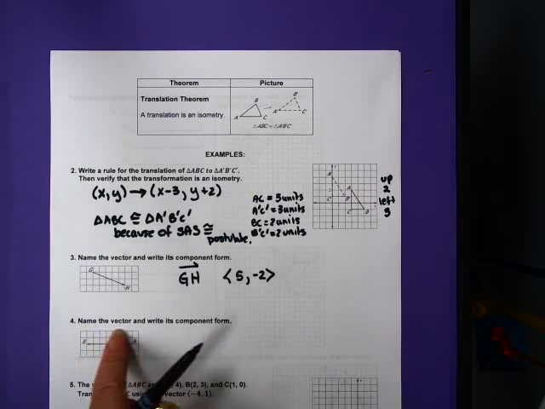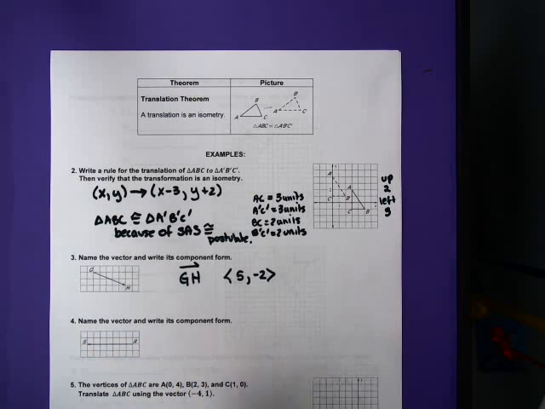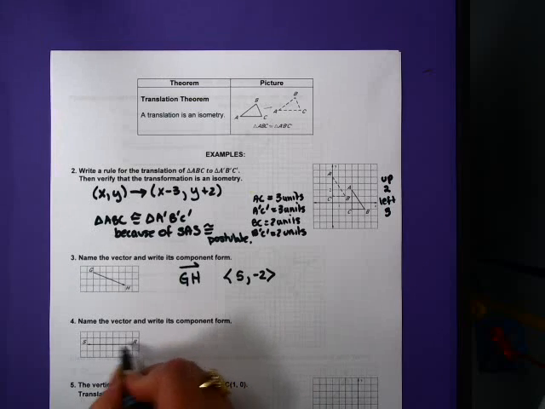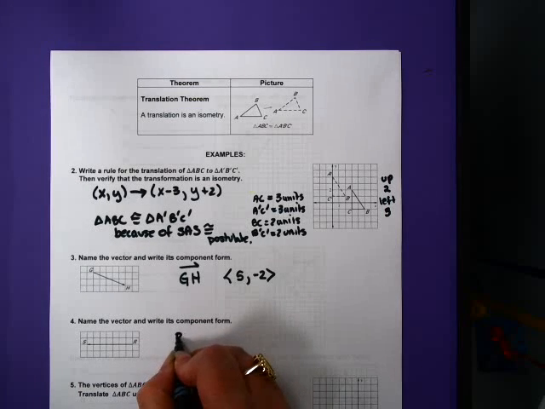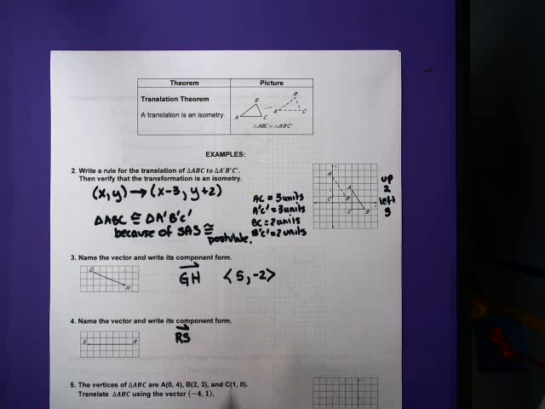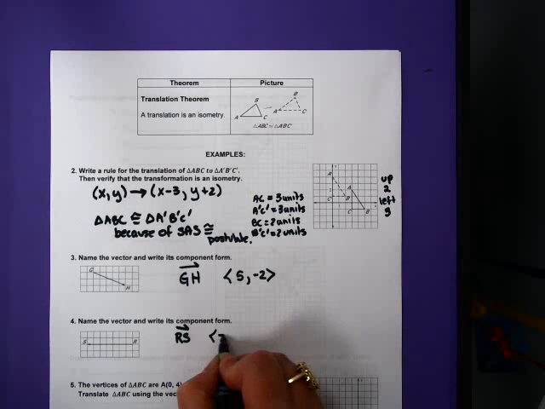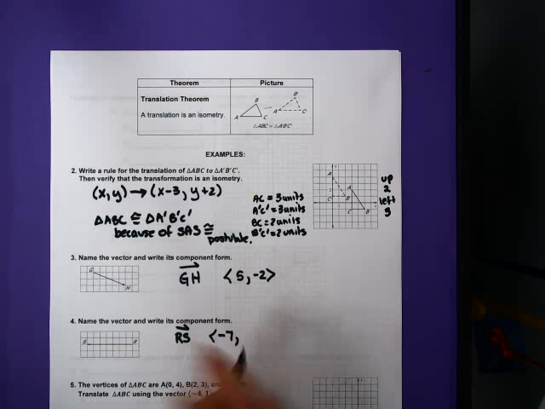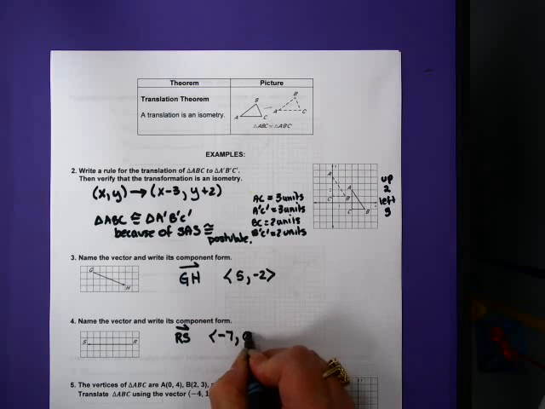The next one, name the vector and write its component form. Same thing. Starting point, ending point, so that's going to be RS. And then how do I get from R to S? It's moving to the left, 1, 2, 3, 4, 5, 6, 7. So it's going to be minus 7. It doesn't go up or down, so that's going to be 0.